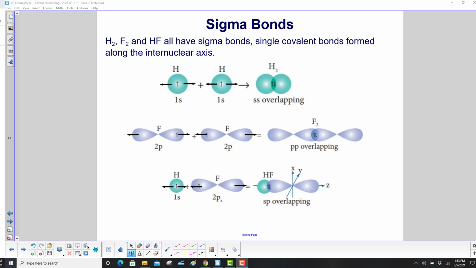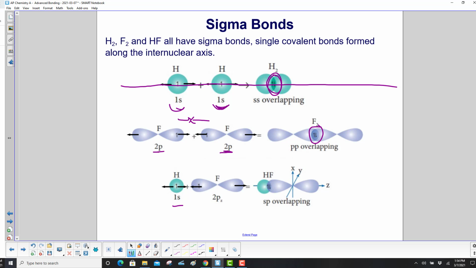H2, F2, and HF all have sigma bonds, which are single covalent bonds formed along the internuclear axis. So the internuclear axis is like this, just a horizontal line there. And here we have two hydrogens with the 1s shell. They overlap right over here, and you can see the two electrons there, hopefully, in the overlap. With the two fluorines, we have a 2p and a 2p. They overlap, and then here's your overlap. Okay, so that will be a sigma bond.